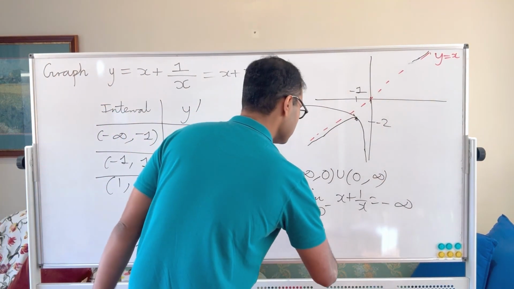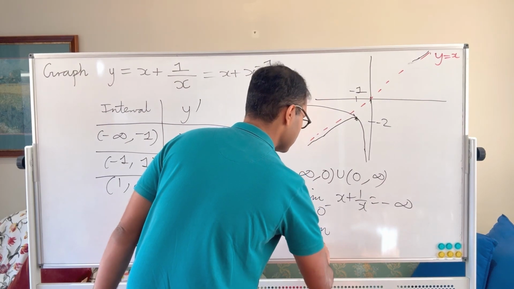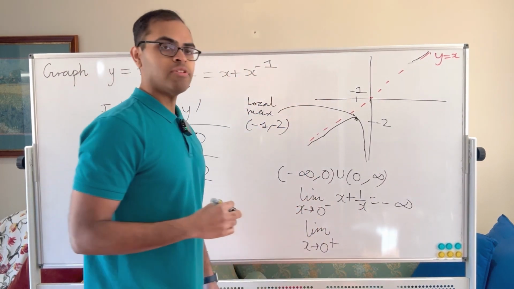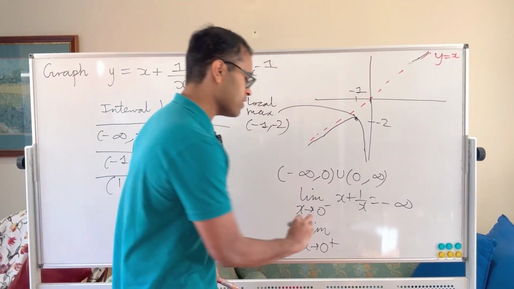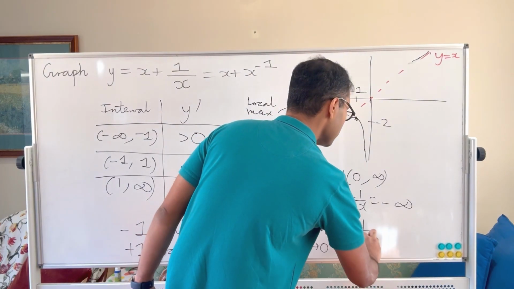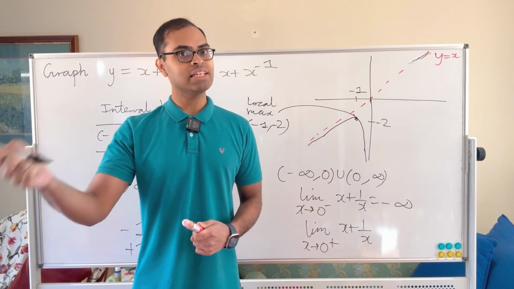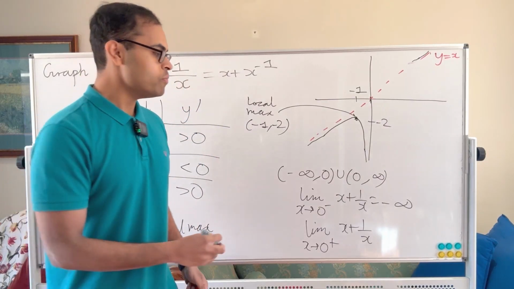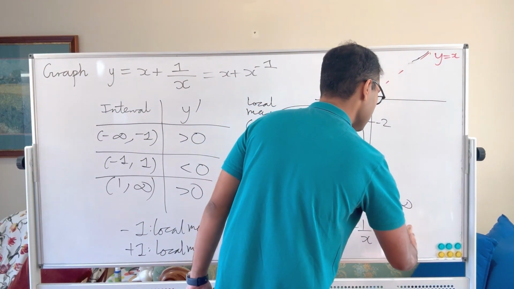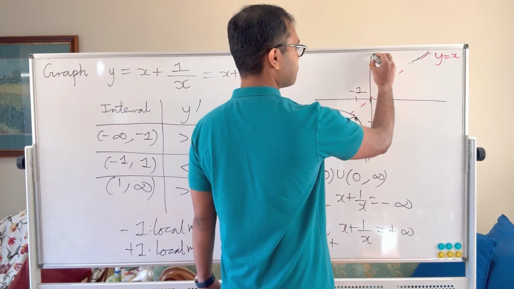Okay, so I'm just going to do the same thing for x positive. The limit as x goes to 0 from the right-hand side of x plus 1 over x is going to equal, well, as x approaches 0, 1 over x is going to approach infinity because x is positive but getting close to 0. So this is going to equal positive infinity. And so you're going to get a graph that looks like this.